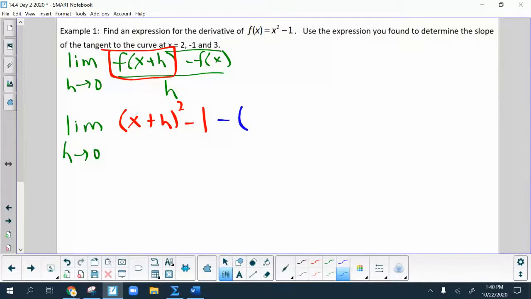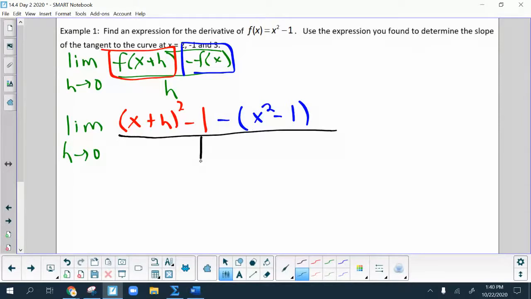Then it says, all right, f of x. So now I'm going to subtract f of x, which just means subtract the function. So that's x squared minus 1. And all of that is over h. I can't stress to you enough how important it is that you rewrite that limit every single time. You will get marked off if you don't write the limit down every single time.